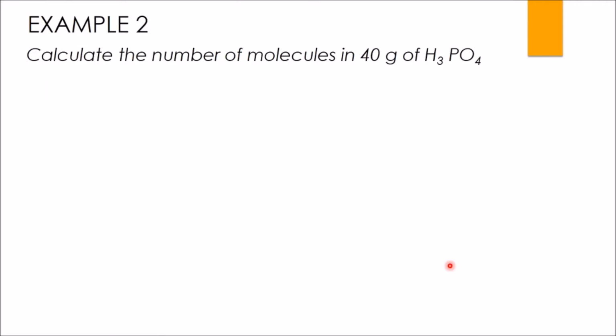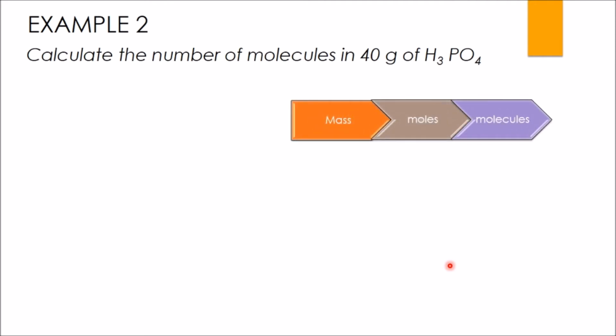We have another example. Calculate the number of molecules in 40 grams of H3PO4. For that we are going to apply this strategy. We are given the mass. Whenever you are given mass in grams, you are going to convert that into moles first, and from moles you will go into molecules. So we are going to make the data first.